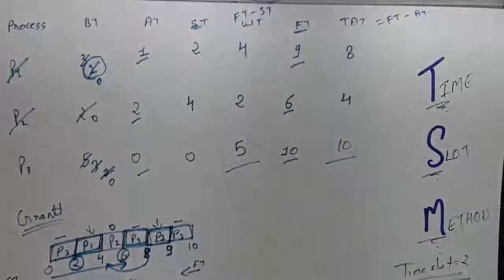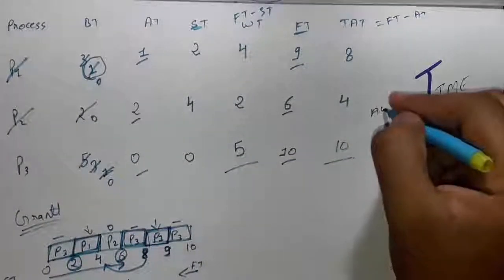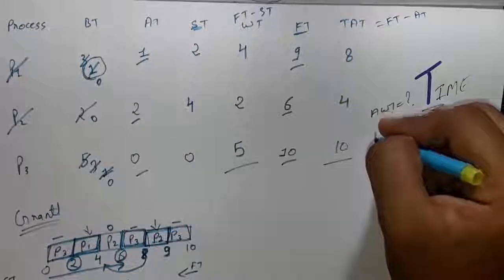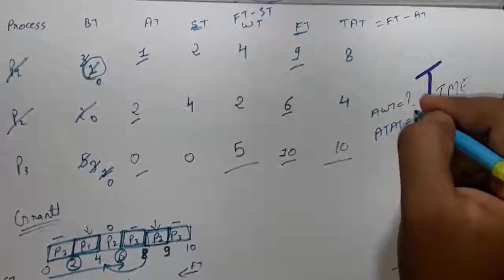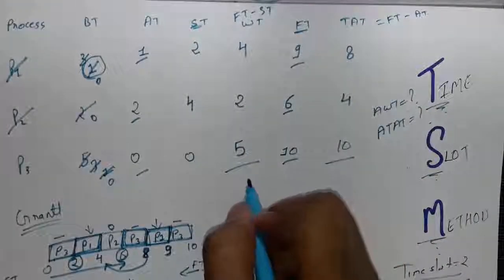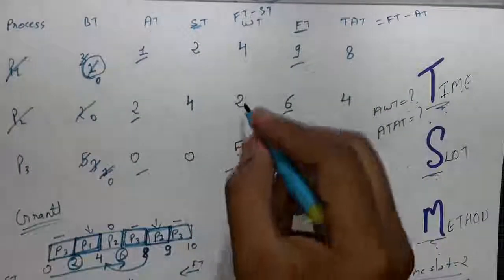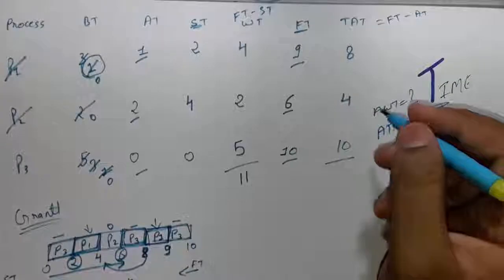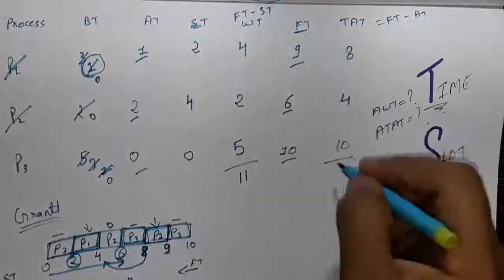Now in the question it will ask to find the average waiting time and average turnaround time. To find the average, first you have to add all of these. So 5 plus 2 is 7, 7 plus 4 is 11. And for turnaround, 8 plus 4 is 12, 12 plus 10 is 22.